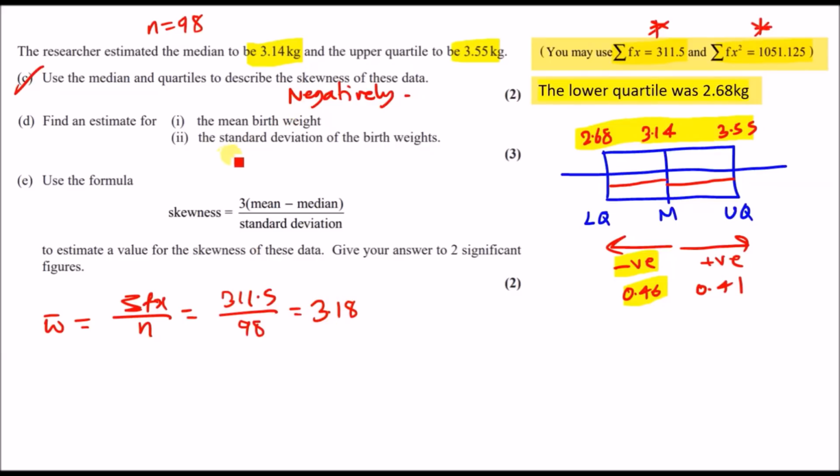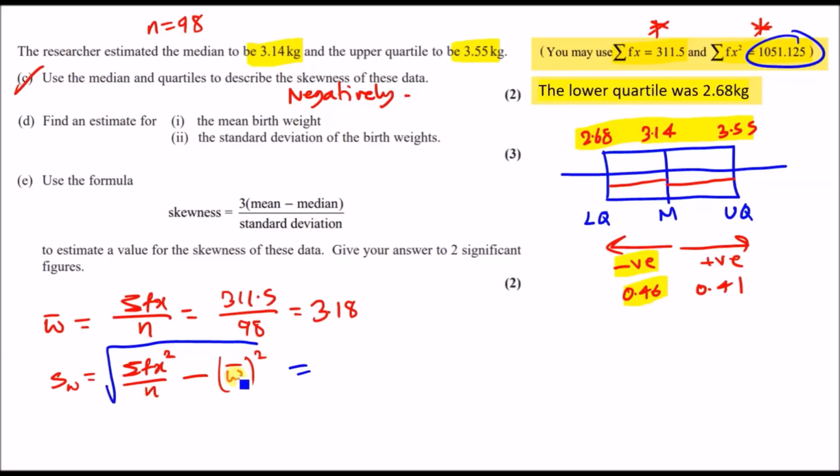3.18. And likewise, for the standard deviation, let's call it SW. The standard deviation of W is going to use the other one. So the sum of fx squared over n, just like the mean, but now you're going to minus the mean squared, so bracket squared. And because it's standard deviation, you have to square root your result. So always square root your final answer. I'm not going to put in the values, but the top half is going to be this value here, n is 98, and W bar is 3.18 squared. Then that square rooted will give you roughly 0.789. Remember, always give your answers to 3 significant figures if they don't tell you anything.